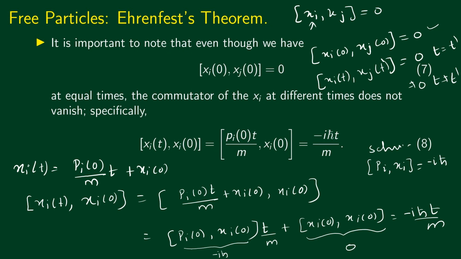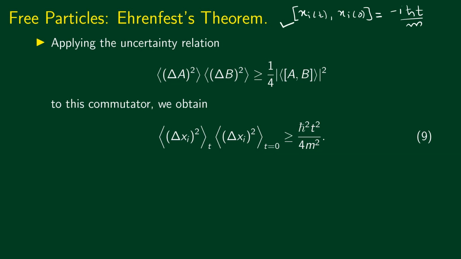So here we see that the commutator of xi(t) with xi(0) is not equal to 0. It is in fact minus i h bar t divided by m. So this means that xi(t) and xi(0) are a pair of incompatible observables. And we know that when we have incompatible observables, there is a non-trivial uncertainty relation between them. The generalized uncertainty relation that we learned in the first chapter is written as the expectation value of delta A squared multiplied by the expectation value of delta B squared is greater than or equal to 1/4 the modulus squared of the expectation value of the commutator of A and B.